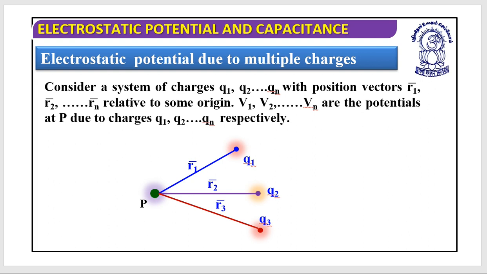Now, let's assume that there are many charges, and due to these charges, you require the potential at a certain point P. Let's say you have a charge Q1, a charge Q2, a charge Q3, and so on, up to a charge Qn, and their separations, respectively, or position vectors, are R1, R2, R3, and Rn. And you require the potential at point P. Now, what can you do?